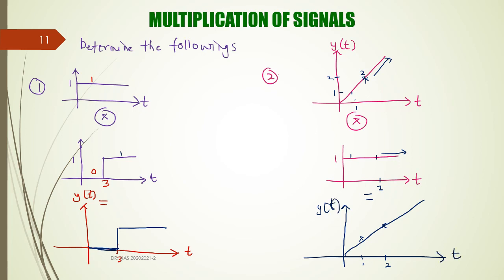When you plot a signal, please make sure you label it properly, y(t), and the x-axis is t. So that's all for now. In the next lecture, I'll show you how to sketch a signal from a given equation and how to write an equation from a given signal.